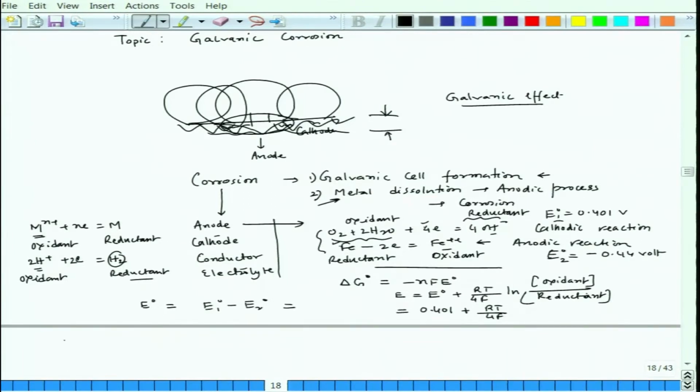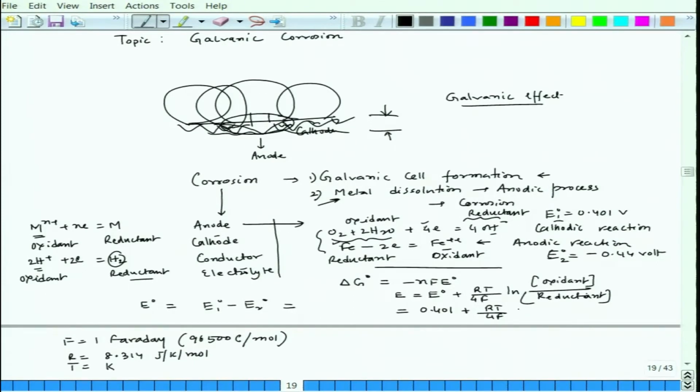Here what are the terms? F is 1 Faraday, which is 96500 Coulomb per mole of electron, but this value is a little different, 96486 or 488, something like that. So, we round it off and write it as 96500, and R you can take as the universal gas constant 8.314 joule per Kelvin per mole, okay, and temperature is in Kelvin.